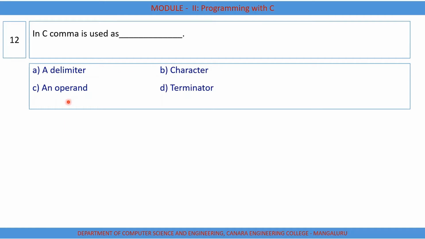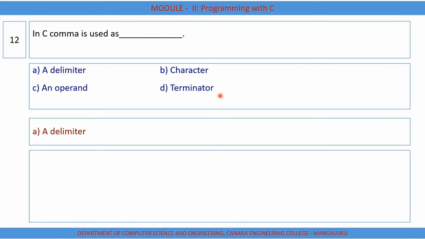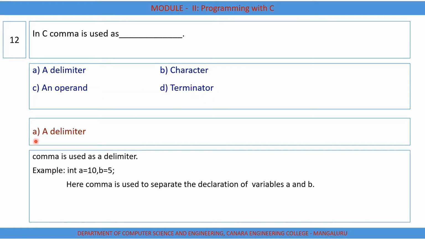Next, in C, comma is used as what? Option A, delimiter. B, a character. C, an operand. Or D, terminator. The right option here is delimiter. Comma is not used as an operand, not used as a character, and not used as a terminator symbol, because a semicolon is used to terminate, or to mark the end of, a statement in the program.